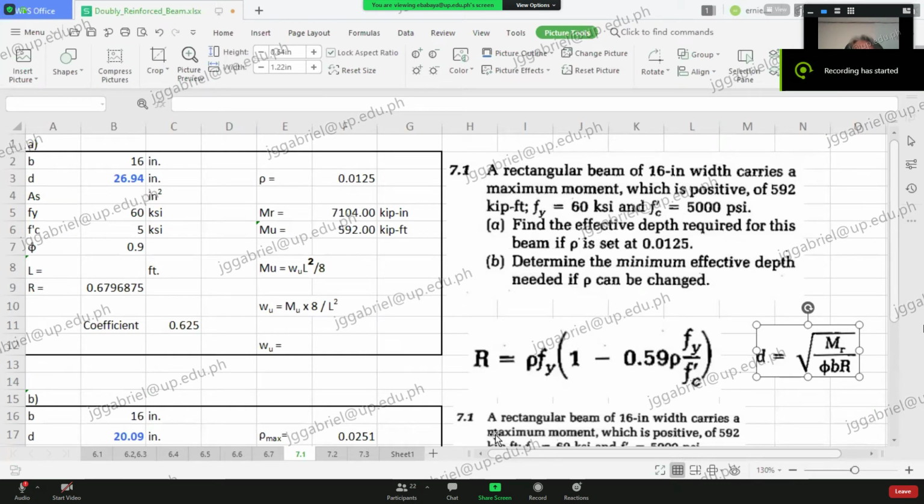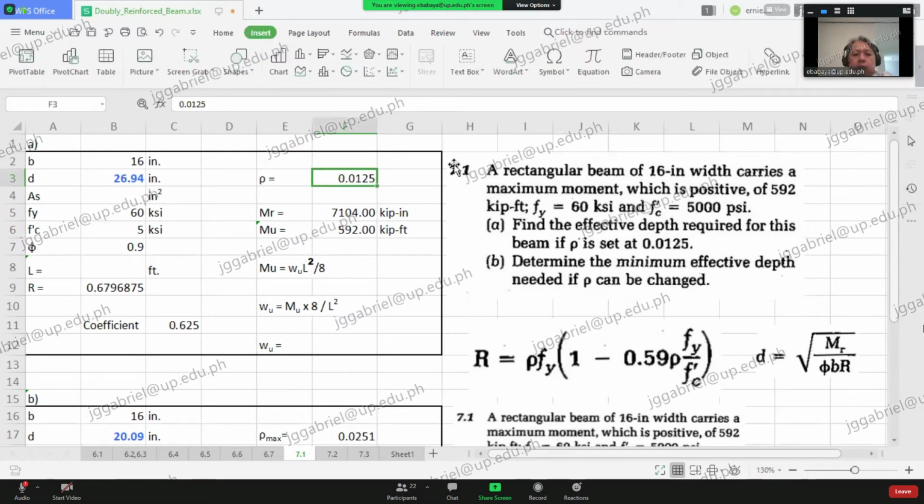Okay, now we consider problem 7.1. It says here a rectangular beam of 16-inch width carries a maximum positive moment of 592 kip-foot. Fy is 60 ksi and F prime C is 5,000 psi. Find the effective depth required for this beam if rho is set at 0.0125.